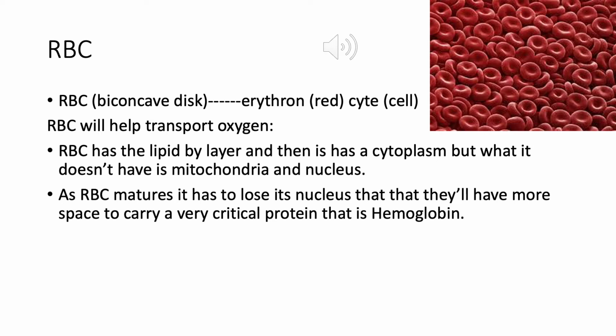When red blood cells are made in the bone marrow, they do have a nucleus as the pre-red blood cell, since the nucleus has DNA, and DNA codes for proteins, and proteins will then carry out the functions of that growing cell. A red blood cell is then going to mature. It has to lose its nucleus, which allows it to have more space to carry a very critical protein known as hemoglobin.